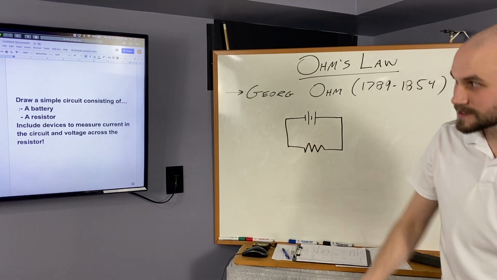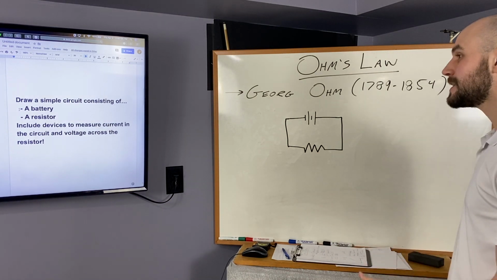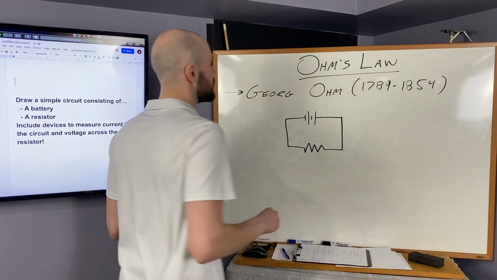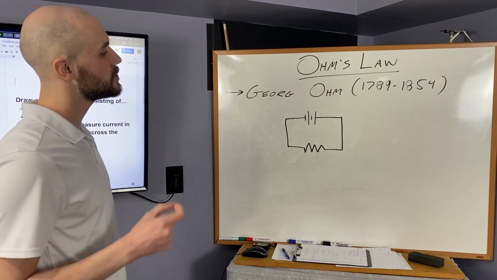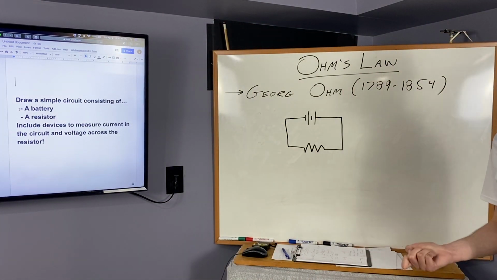But the next little section says we want to include devices to measure the current in the circuit and the voltage across the resistor. If you remember from last lesson, we need to make sure that we put these devices in the correct locations to make sure they work correctly.